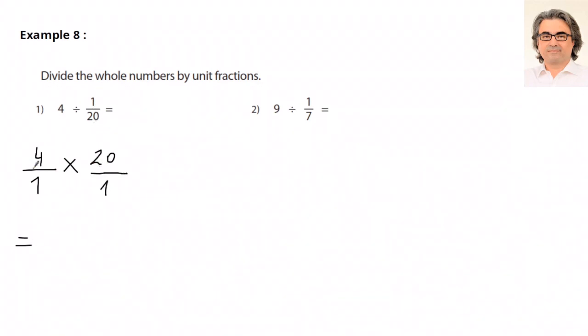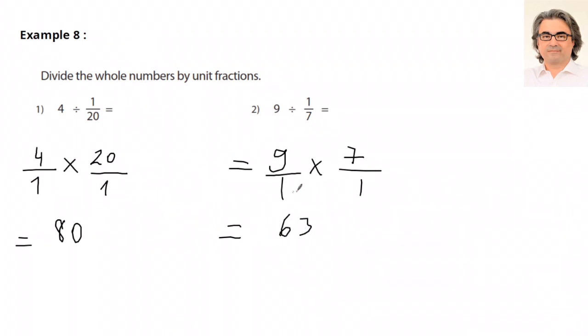The result, 4 times 20 is 80. 1 times 1 is 1. 80 over 1 is 80. The result is 80. Now what about this one? It's equal to 9 over 1 times 7 over 1. Not 1 over 7, 7 over 1. 9 times 7 is 63. 1 times 1 is 1. 63 over 1 is 63.